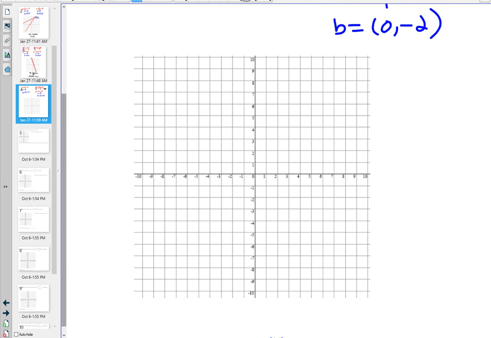So even though there's two different lines, if both lines are the same, how many times did you graph them?